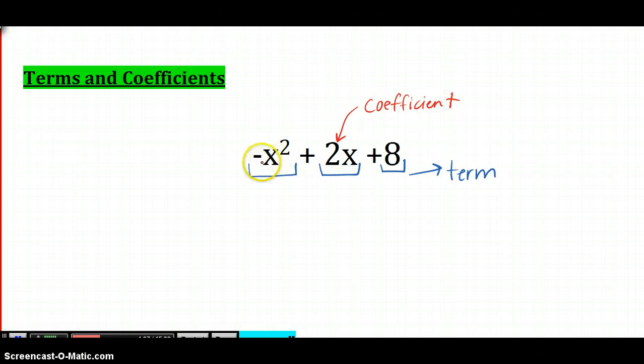And in front of this x, remember if there's no number there, it's like there's a 1 there, so here the coefficient would be 1. So the coefficients are the numbers in front of the variables, and again the variables are your letters. And if there's no variables, just like this 8, this is a constant. So each whole group of these is a term, and within each term, the number in front of the letter is a coefficient. And if it's just a number, that's called a constant.